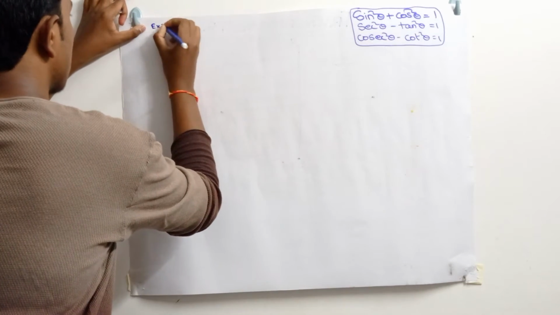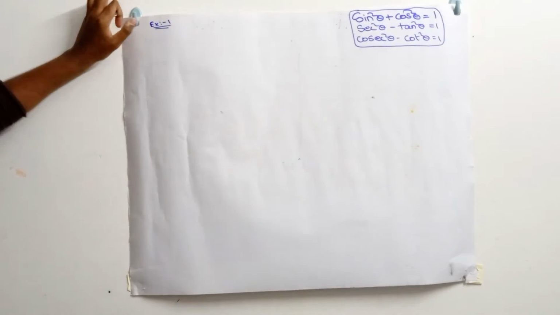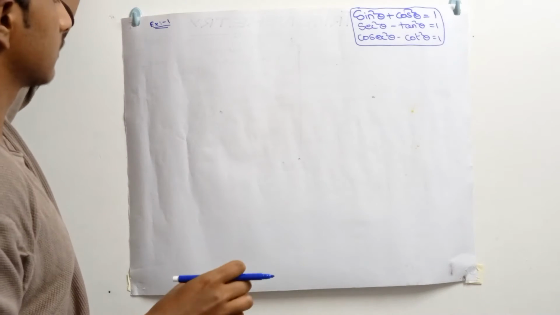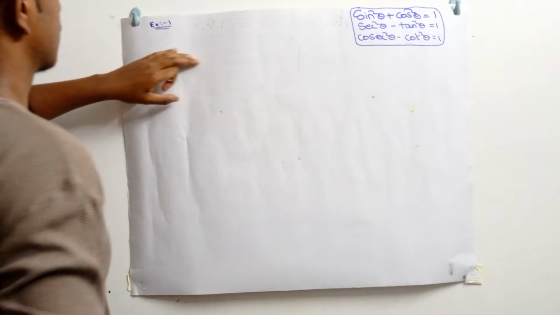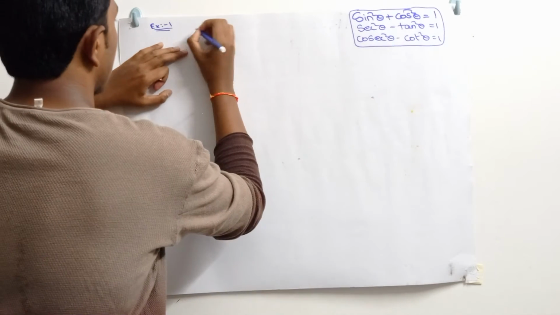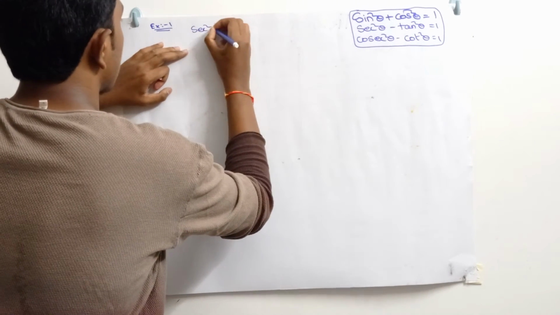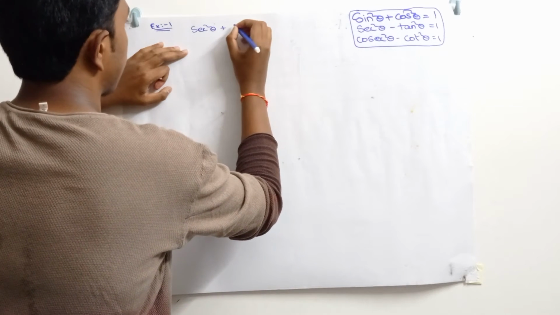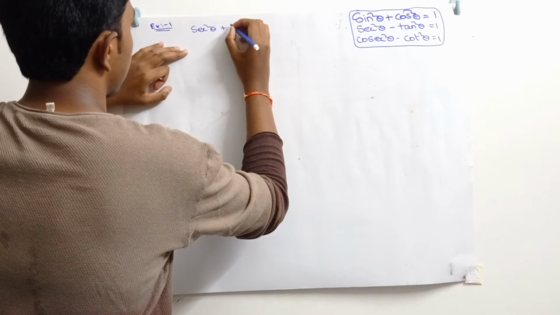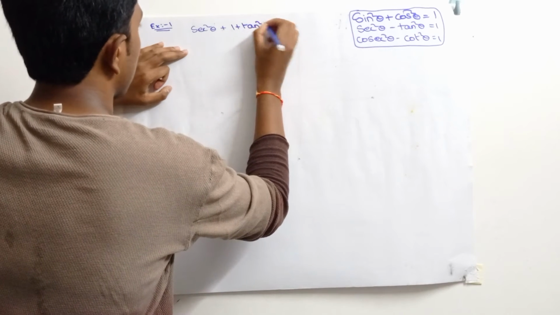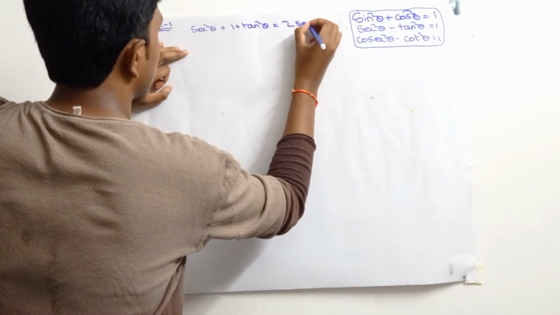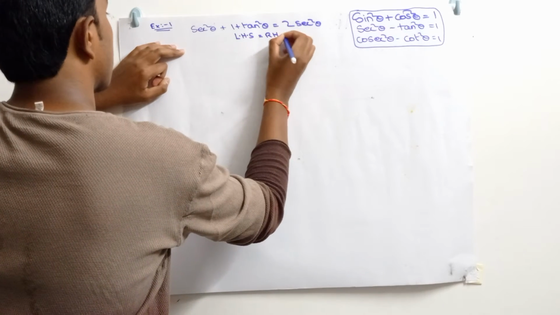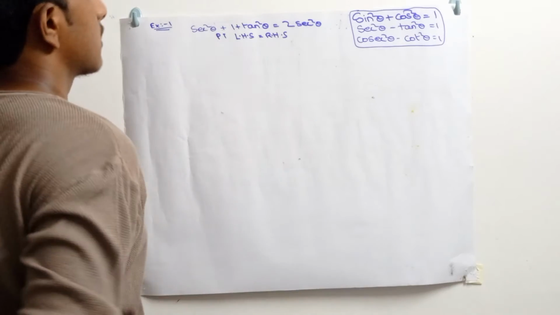Now I'll show one example. Just a minute. Let me think. 1 plus tan square theta is equals to 2 secant square theta. Prove that LHS is equals to RHS. This is the thing we have to prove.